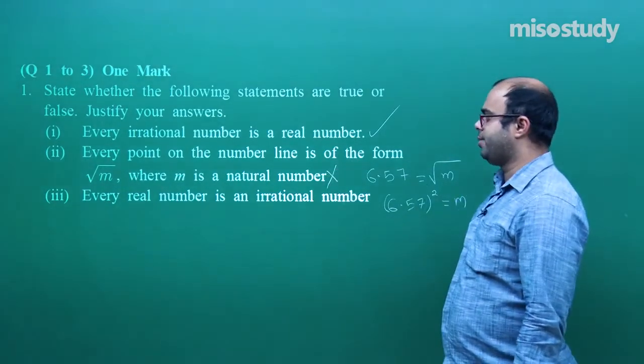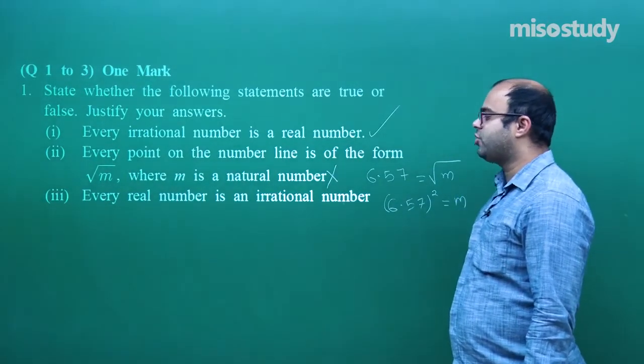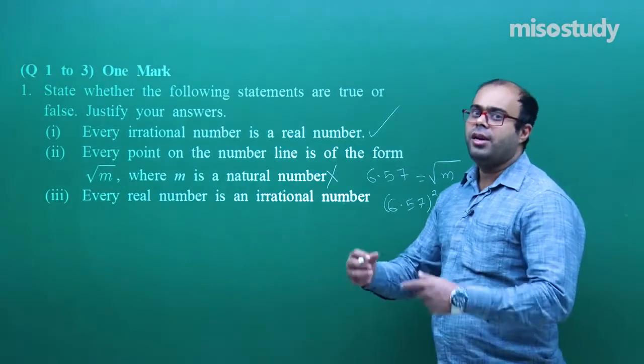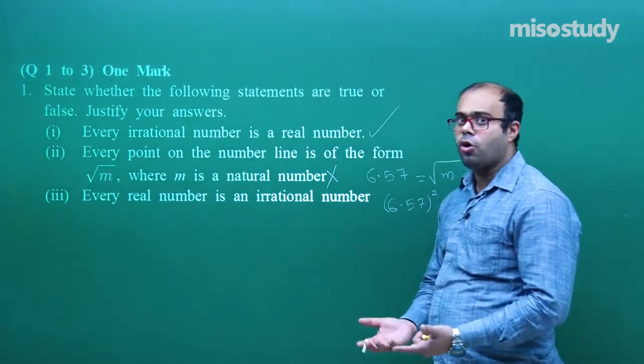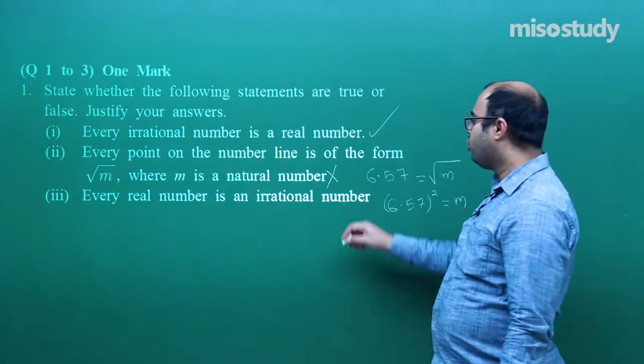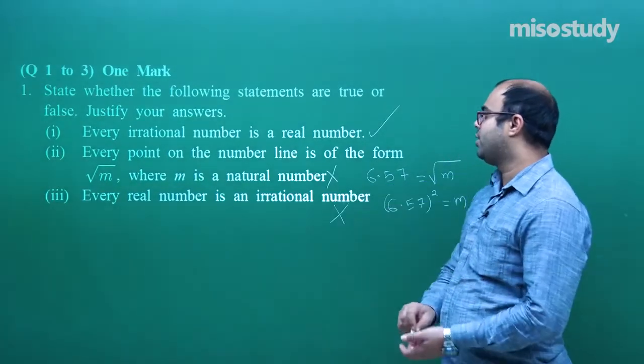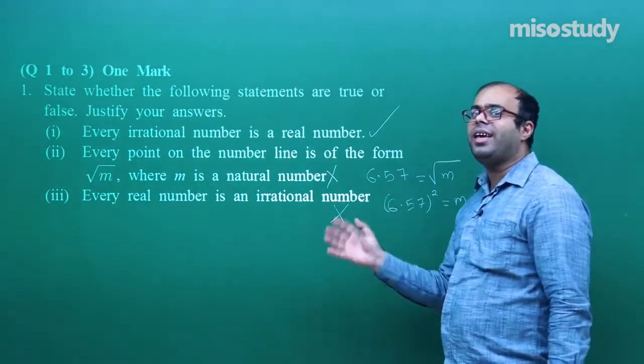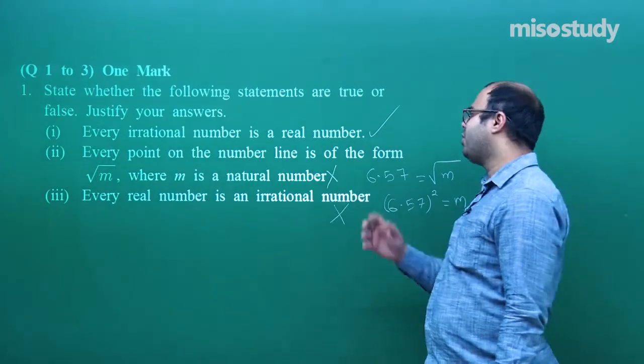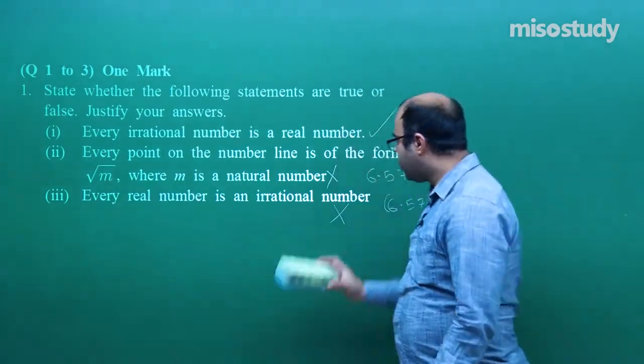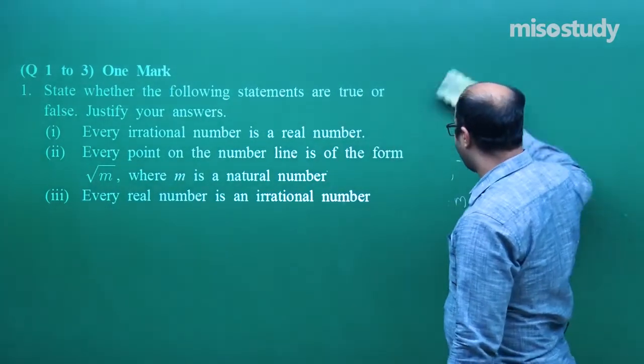Come to the third statement. Every real number is an irrational number. It is wrong. A real number may be an irrational number or may be a rational number. So we cannot say that every real number is an irrational number. Instead, we can say every irrational number is a real number. So this was a 1 mark question of true and false.